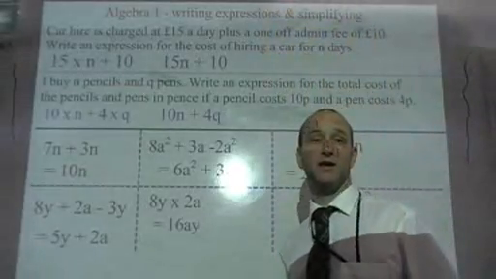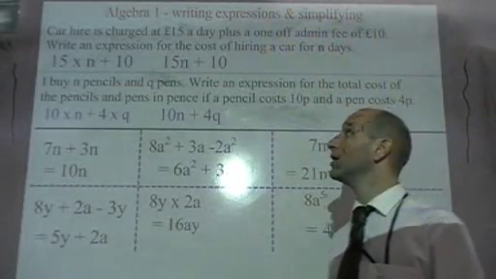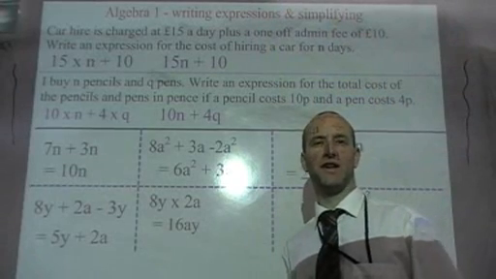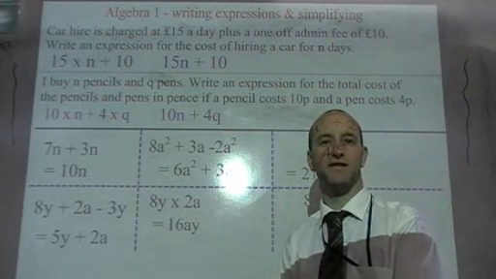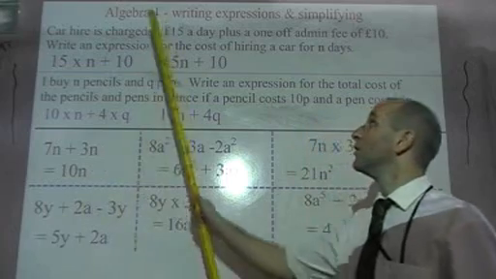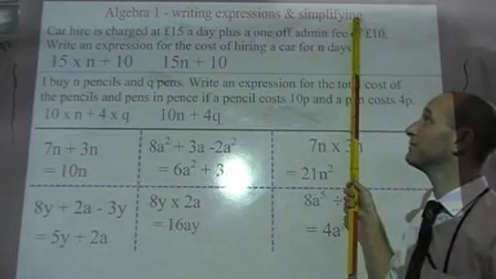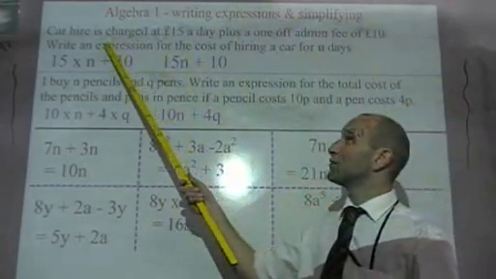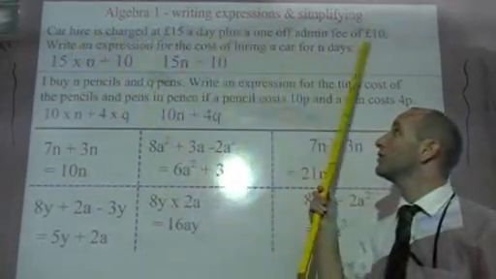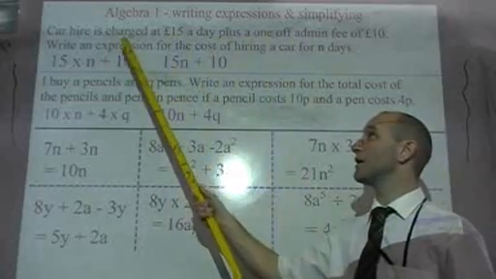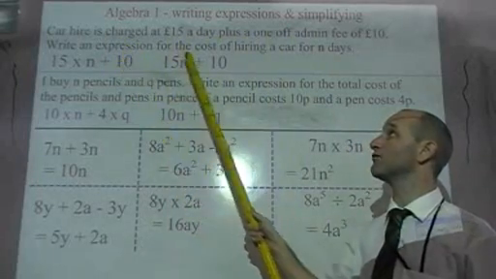Welcome to a short summary video on basic algebra for Foundation Tier GCSE Maths in the UK. We have Algebra 1, writing expressions and simplifying. Writing expressions, they give you a problem in words and you have to get an algebraic expression from that.